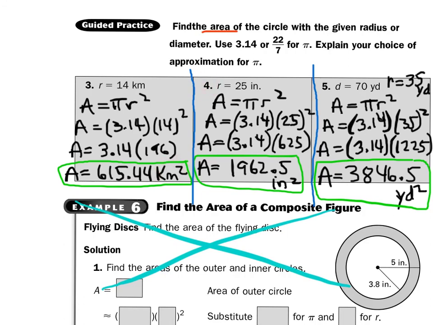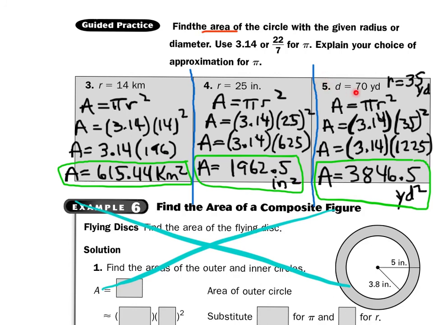Look at number 4. Area equals pi times the radius squared, and the radius is 25 inches. So plug in the numbers. Area equals 3.14 times 25 to the second power. Well, 25 to the second power is 625 times 3.14. That would give us 1,962.5 inches to the second power.